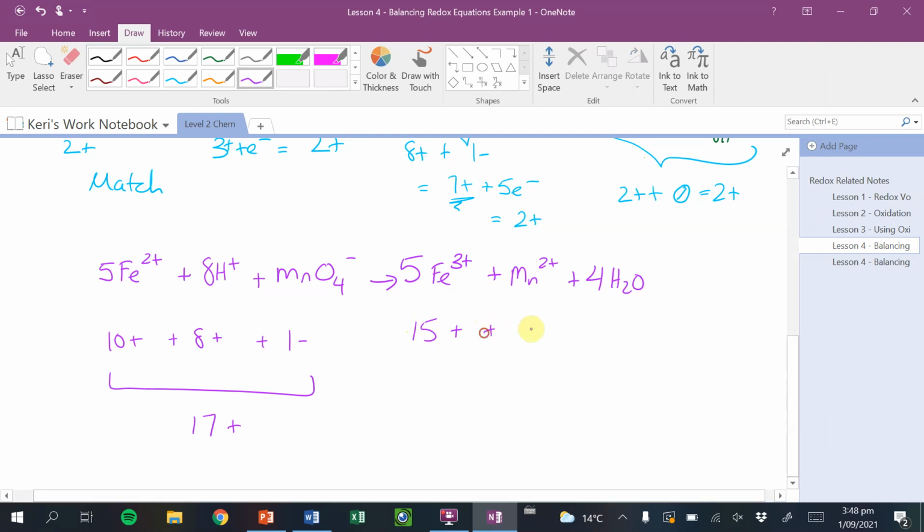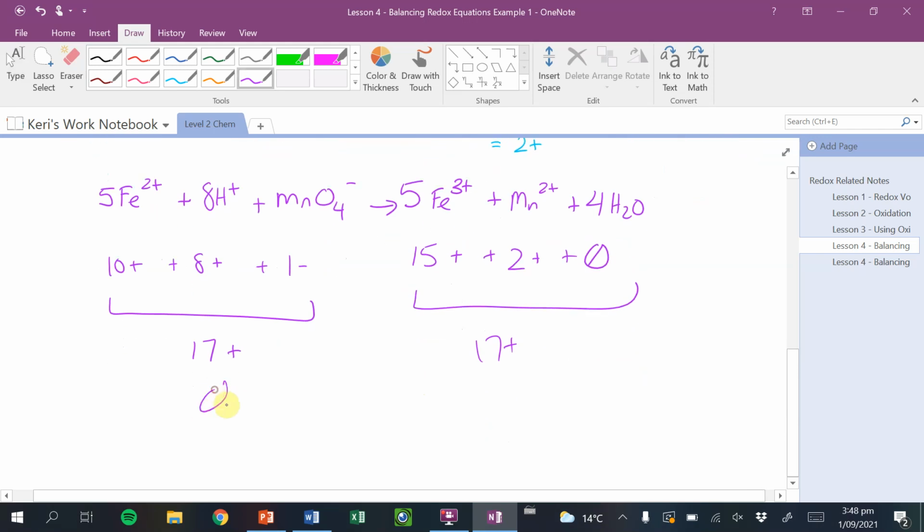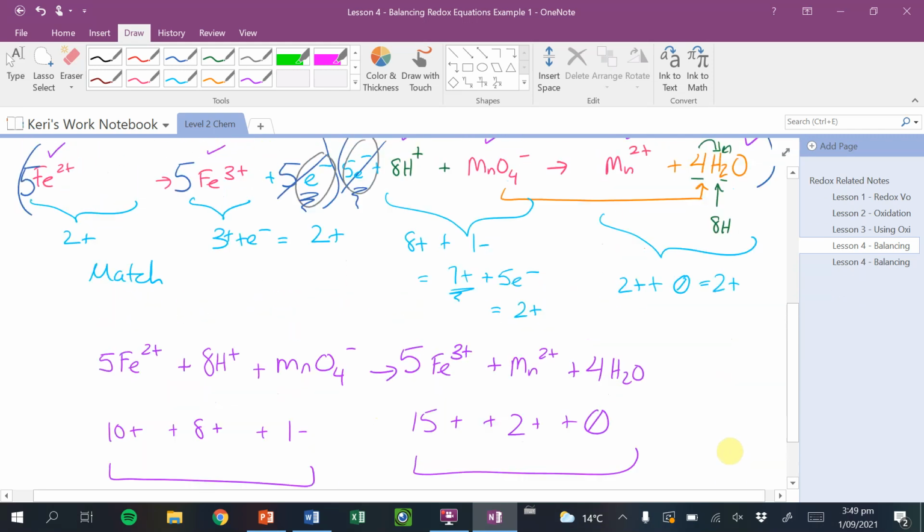Just a good way if you want to double check. Plus, in this case, 0, since water is a molecule, has no charge. 15 plus 2, 17. So the charges match. Just a good way to double check to make sure your equations are correct. But that's what you're looking at.